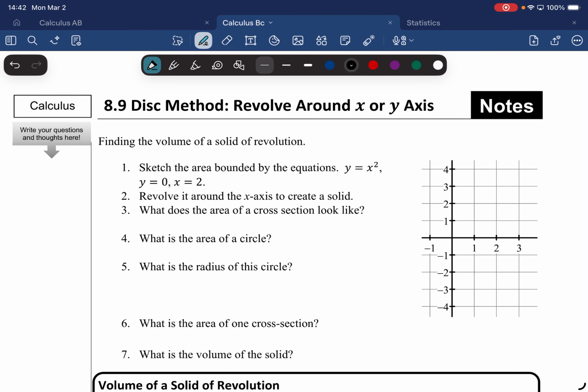Okay, so 8.9 is the disk method, and we're going to talk about revolving around the x or y axis. So it says, finding the volume of a solid of revolution. Sketch the area bounded by the equations y is equal to x squared, y is equal to 0, and x is equal to 2. So that's what we're going to graph off to the side first.